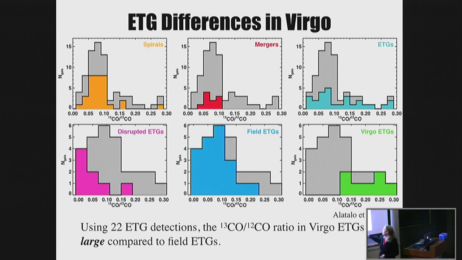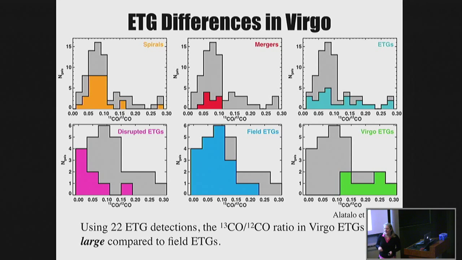Field early types, though, also tended to have ratios very similar to these spirals. So it turns out that the reason this early-type galaxy distribution is seen is almost solely because Virgo tends to have very large 13CO to 12CO ratios. Virgo overall has something between 0.1 and 0.3, and has some of the largest 13CO to 12CO ratios that we've seen. So we found that extremely weird.